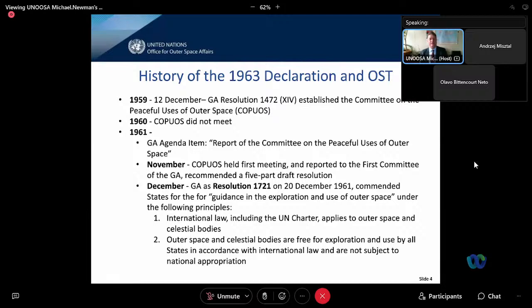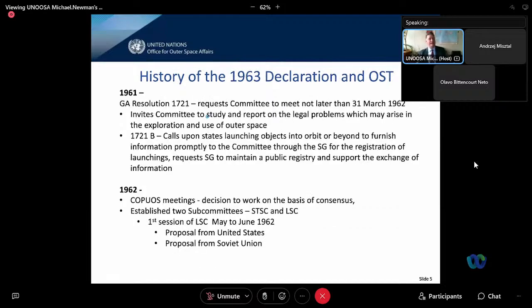The 1961 1721 resolution lays out that international law applies to outer space and that outer space is free for exploration and use by all states in accordance with international law and not subject to appropriation. And we will see these features play out in subsequent instruments as we go along. So then 1721 also requests the committee to meet in 1962 to study more legal problems and the exploration and use of outer space.